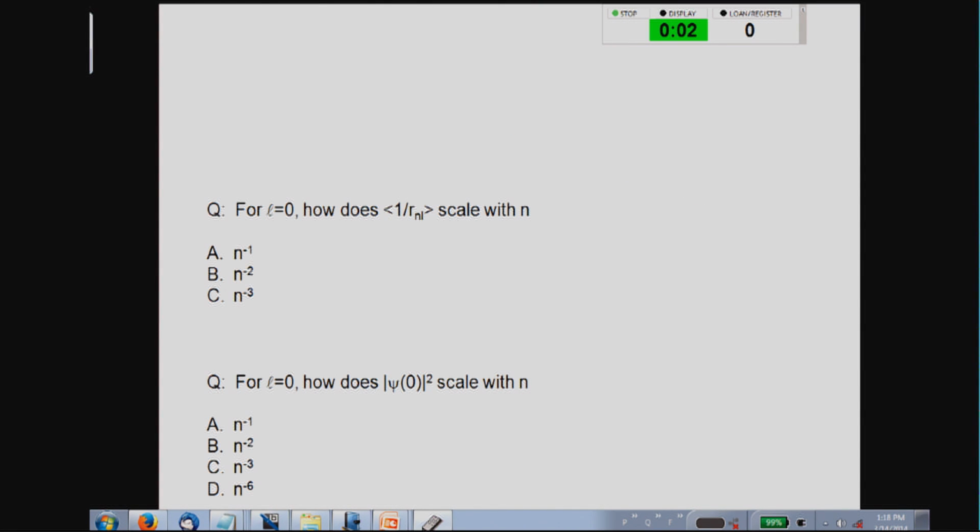Next question. How does psi naught of 0 square, how does the density of the electron at the origin scale with principal quantum number? 1 over n square, 1 over n cube, or 1 over n to the 6.